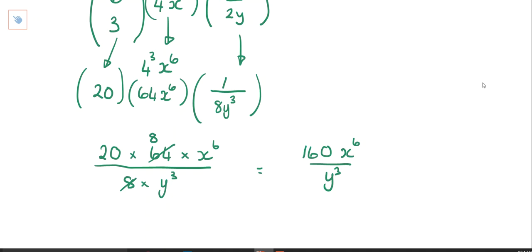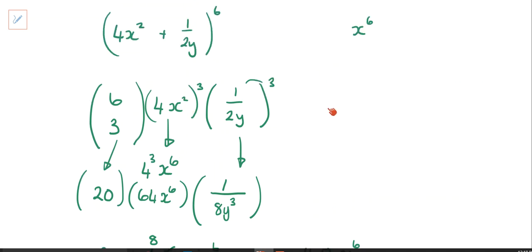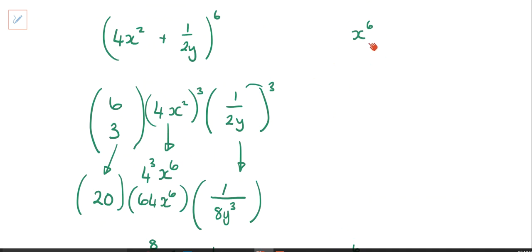I have a question. Yes, what's your question? When you're doing like the 4x squared close bracket cube, and then the 1 over 2y close bracket cube, could you do like 4 and 2 as the exponents? Because those add up to 6. Yeah, you can. So up here, you mean it could have been 4 and 2? Yeah, but that wouldn't have given you the right x. It has to add up to 6, because that's what I asked you for, the term in x to the power of 6.